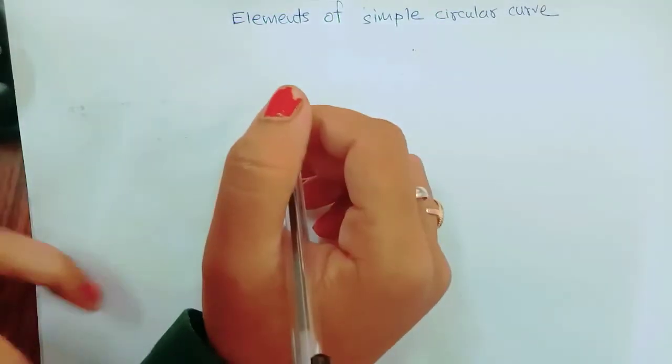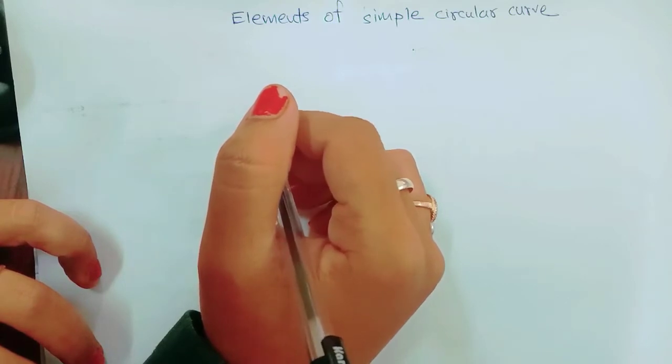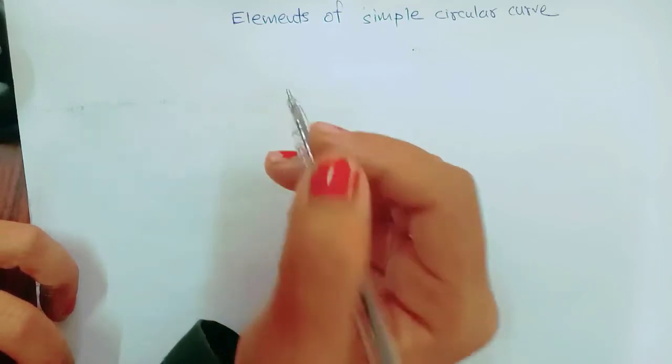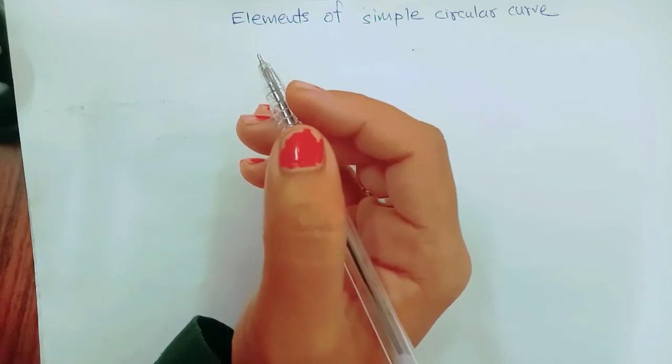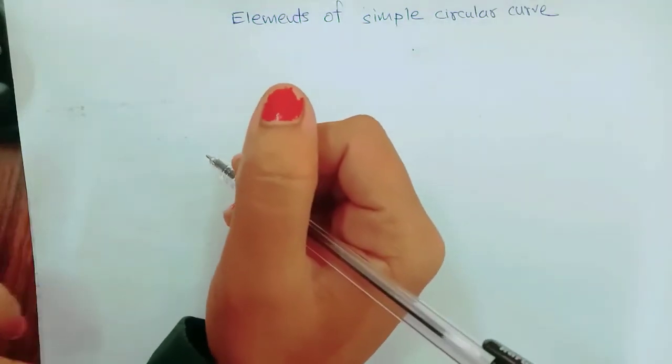आज हम पढ़ने जाने वाले हैं एलिमेंट्स ऑफ सिंपल सर्कुलर कर्व। So before learning the elements of simple circular curve, let's define again what is the simple circular curve. So a simple circular curve consists of an arc of the circle, and this curve is tangential to two straight lines of the route.